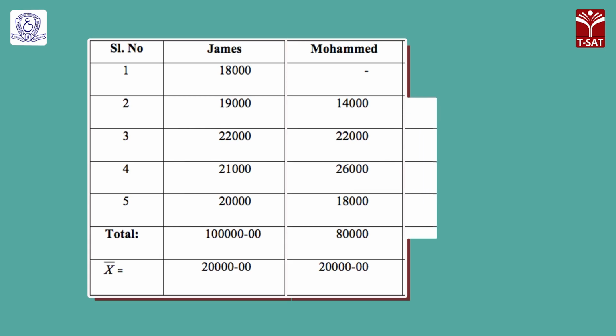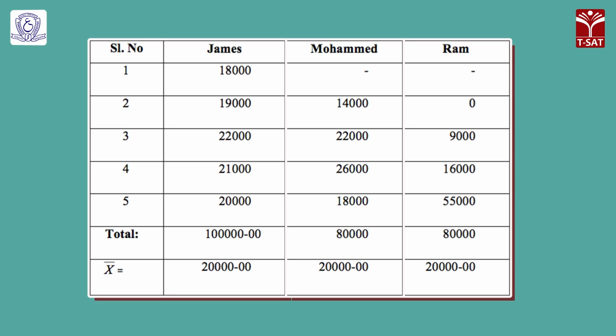And in Ram's family, there are only 3 people who are working and the fourth person is not doing any work, that means he is earning 0 rupees per month. The second person is earning 9,000, the third person is earning 16,000 per month and the other person is earning around 55,000 per month. And the total family income is 80,000. If we take the mean, it is also going to come to 20,000 rupees per month.